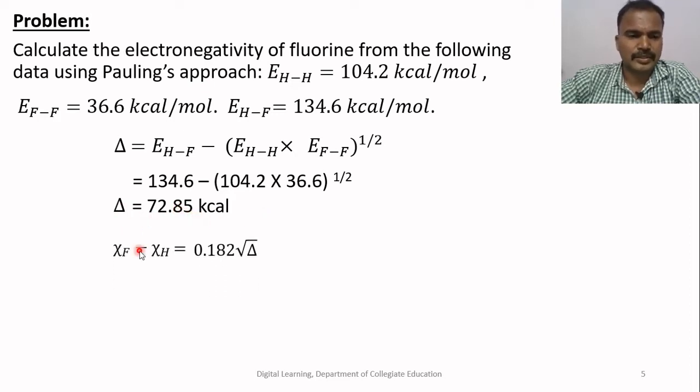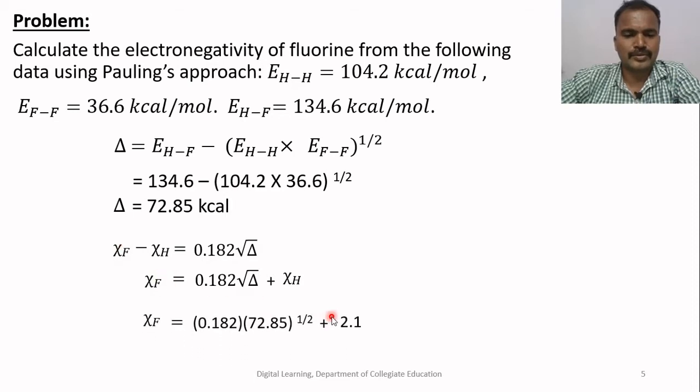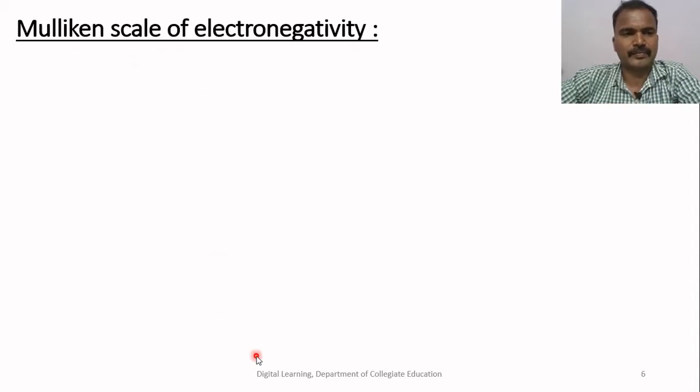Then you take this equation: the difference in electronegativity of fluorine and hydrogen is 0.182 into the square root of delta. Then you rearrange this equation to get an expression for the electronegativity of fluorine. Then substitute the value and simplify this. You will get the electronegativity value for fluorine as 3.65.